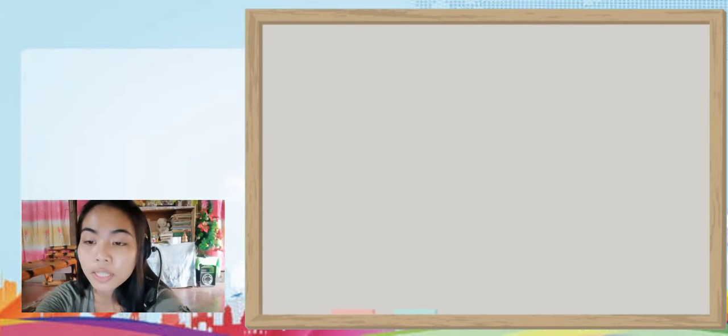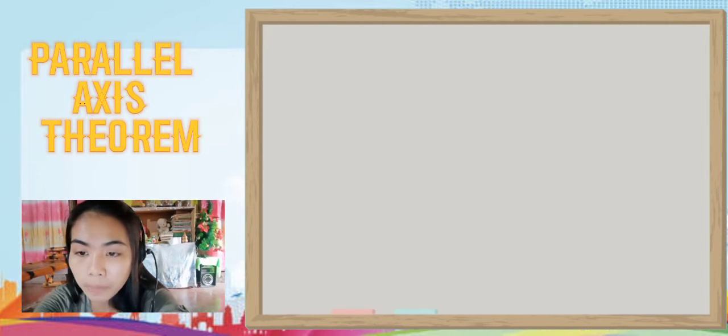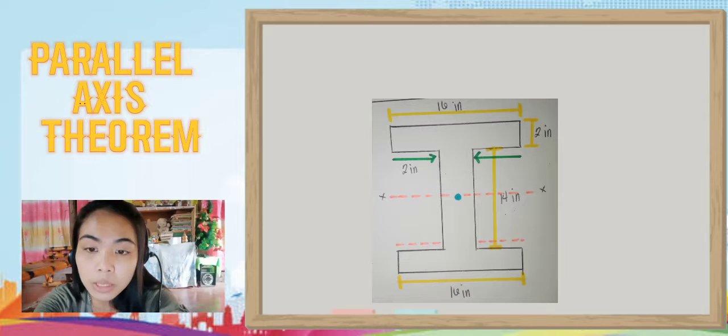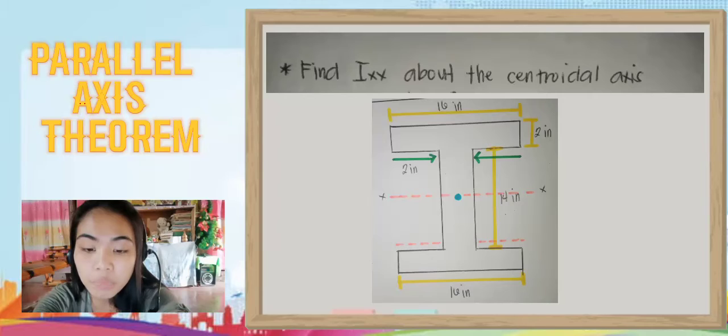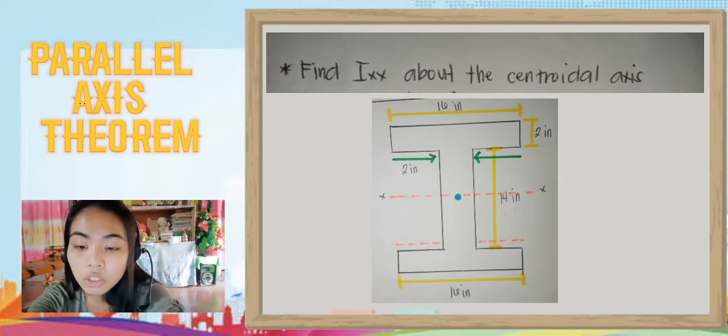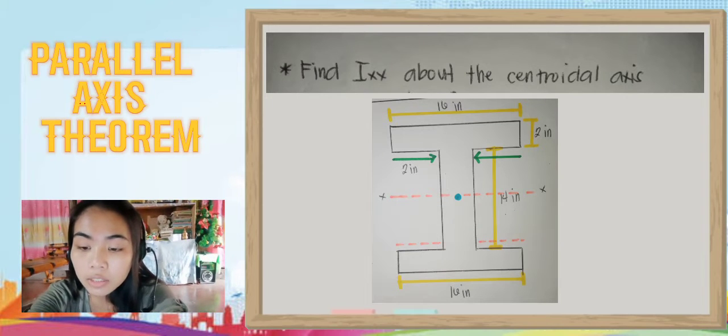So, our third example problem is all about the parallel axis theorem. You can see a big letter I. It looks simple, but it has a lot to do with it. What we need to find is the IXX about the central axis. You can see the letter I already has designated values for each part.